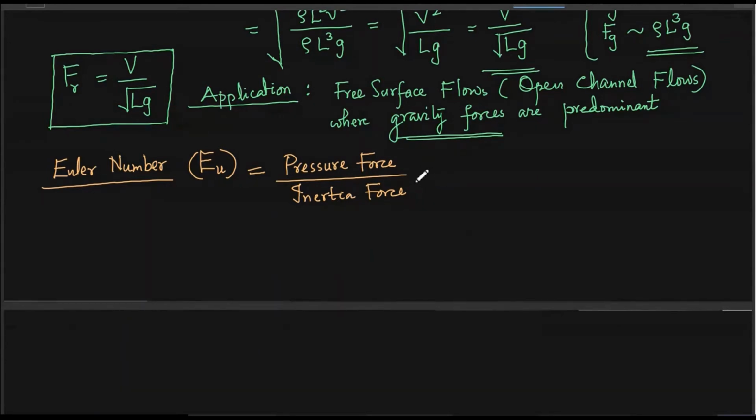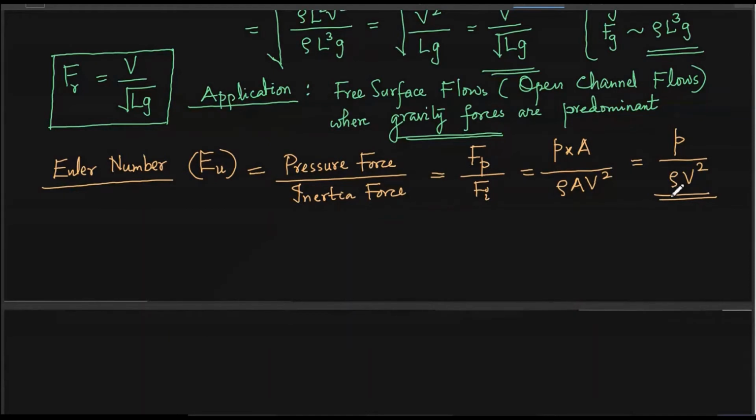Even the reciprocal of this, or the reciprocal under a radical, you can find in some of the textbooks. So you can write pressure force by inertia force, Fp divided by Fi. Pressure force is very simple: pressure into area. And inertia force we know already is of the order of rho L square V square or rho A V square. So what do you get? Pressure divided by rho into velocity square, so pressure divided by rho V square.